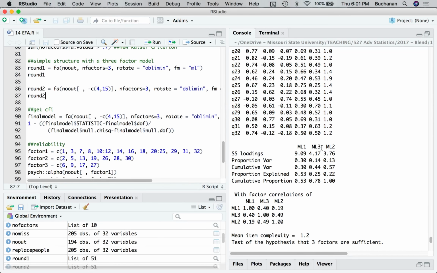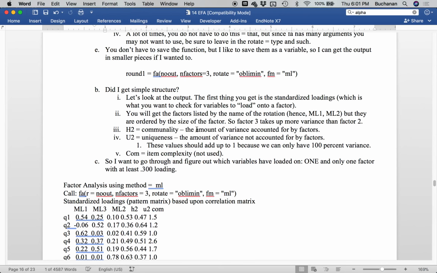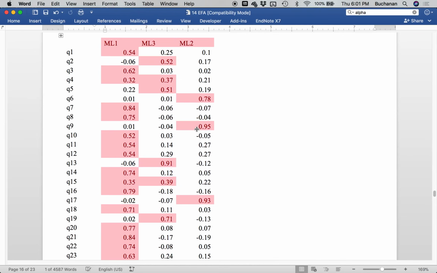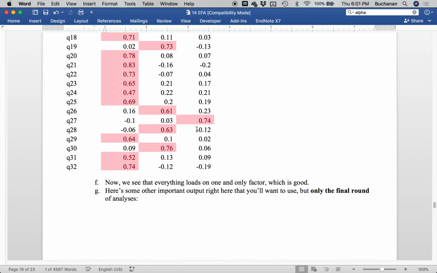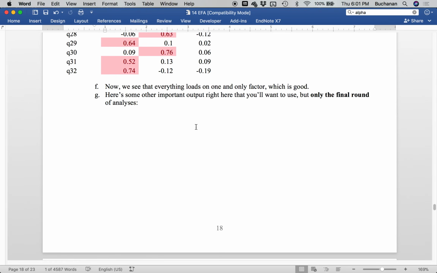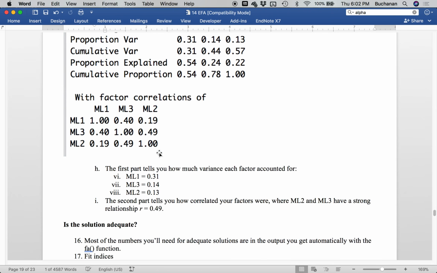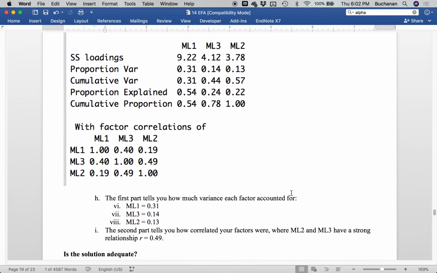So now that we have our final model, what can we do with it? So that is where we've achieved simple structure. And then I kind of go through this, and this is where I talk about Excel. That's why this particular cheat sheet's so long. Now we want to look at the things in the final model, only the final model. And so what this tells me is the variance accounted for by each item and the factor correlations. So I can see that these items are correlated, so oblimin was a good choice. Our second and third factor have a pretty strong relationship at 0.49.